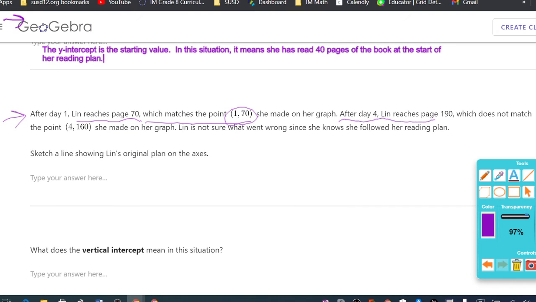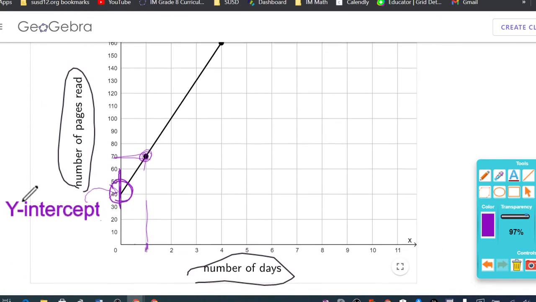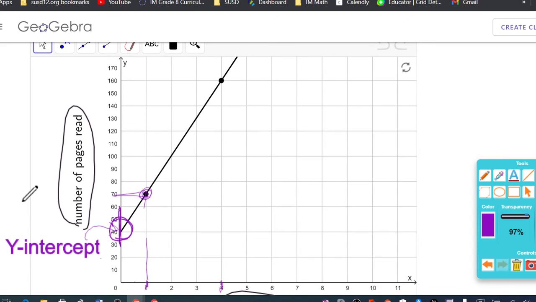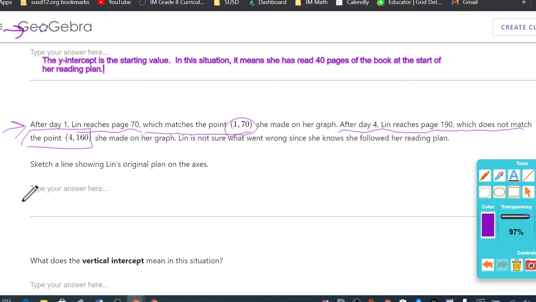After day 4, Lynn reaches page 190, which does not match the point (4, 160) she made on her graph. So after day 4, Lynn reaches page 190. Let's see, here is day 4. Page 190. Oops, that's off the graph. But anyway, she knows that that's a problem because her graph shows 160. Sketch a line showing Lynn's original plan on the axis.